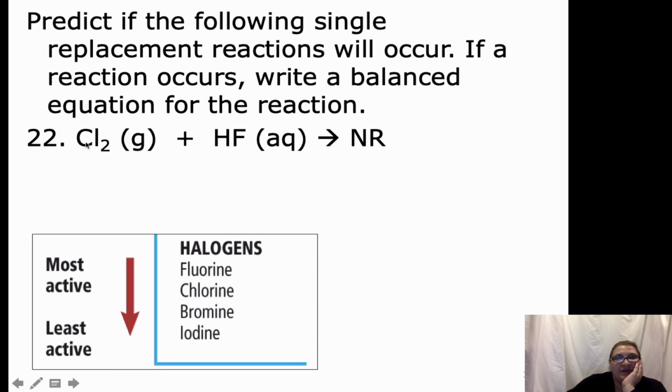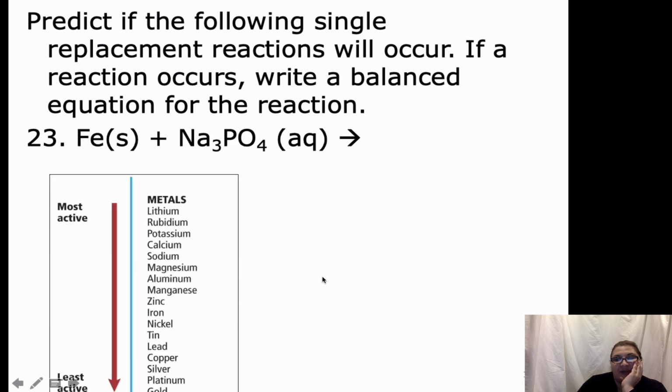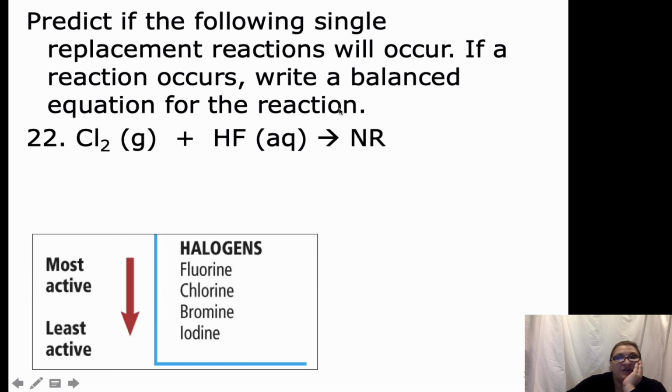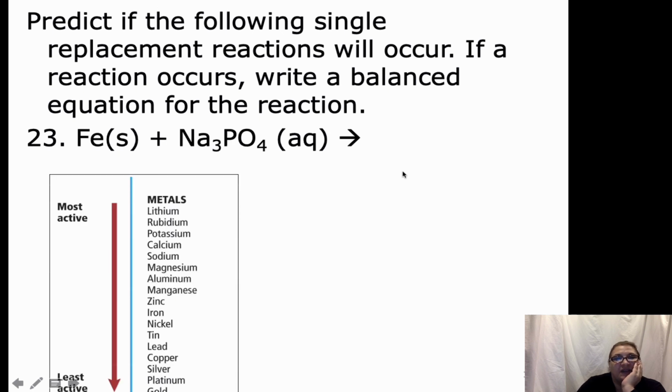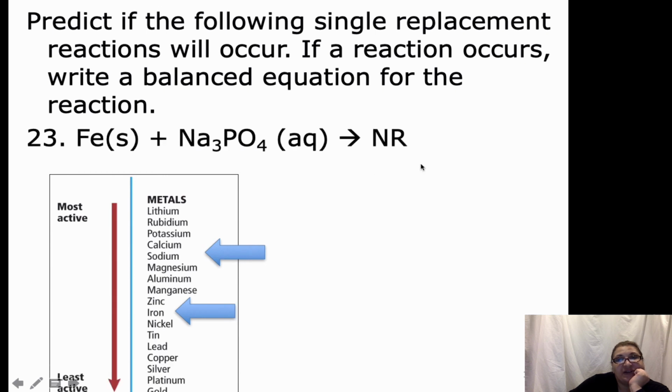So in this case, chlorine is lower than fluorine, so the reaction will not happen. So you put no reaction. Okay, and iron and sodium. Sodium is higher than iron, so iron will not be able to replace sodium. So you would write no reaction. Those are a few examples. There's more on your handouts and more in the Teach Me examples. Let me know if you have any questions.